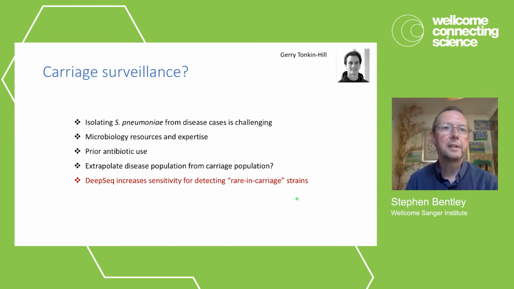But what he's revealed is that deep sequencing data can be really good at detecting strains that are rare in carriage. And that really helps us to think about whether carriage surveillance can be useful in places where disease surveillance is difficult. So in many places, isolating pneumococcus from cases of disease is really challenging. And that can be either because of limited microbiology resources, or because many patients have got prior antibiotic use, so you're just not going to isolate a live organism. So sampling from carriage as a surveillance exercise can be useful, but that's only if we can confidently extrapolate a disease population from the carriage population, and that's research that we're trying to do now.